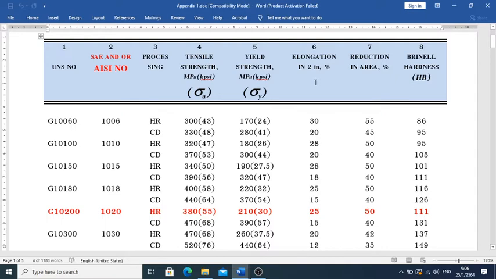So this is the elongation, okay? The reduction at the U point, right? And then the Brinell hardness at the U point. Brinell is going to be the hardness of the steel. Okay, so we're going to use this a lot. So therefore, Brinell hardness is going to be the scale of the hardness of the steel.